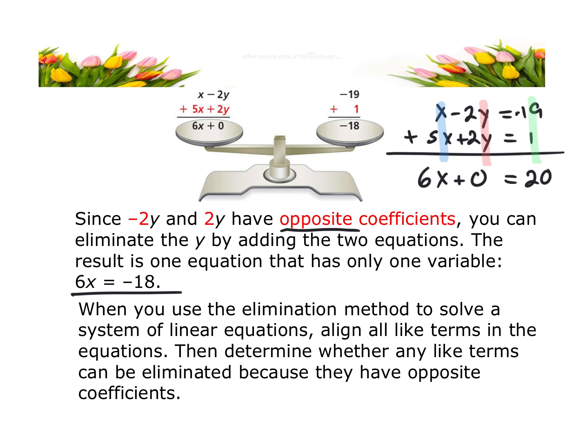Sorry, it was supposed to be negative 19. So this is minus 18. I wrote it wrong. That's where that 6x equals negative 18 comes from.